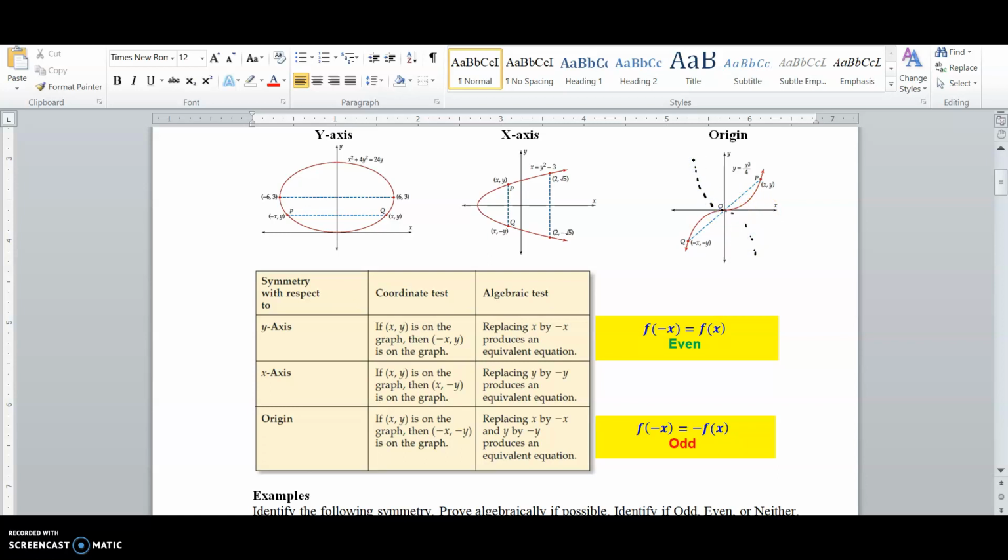So that would be reflection across the y-axis, and then step 2 is take that reflected graph from the y-axis and flip it across the x-axis, and then what we find is our graph mirrored itself. So that's why this is an example of a graph that has symmetry with respect to the origin.